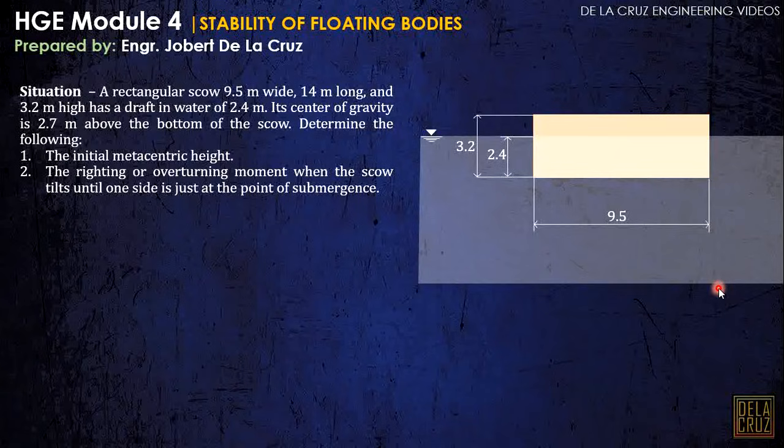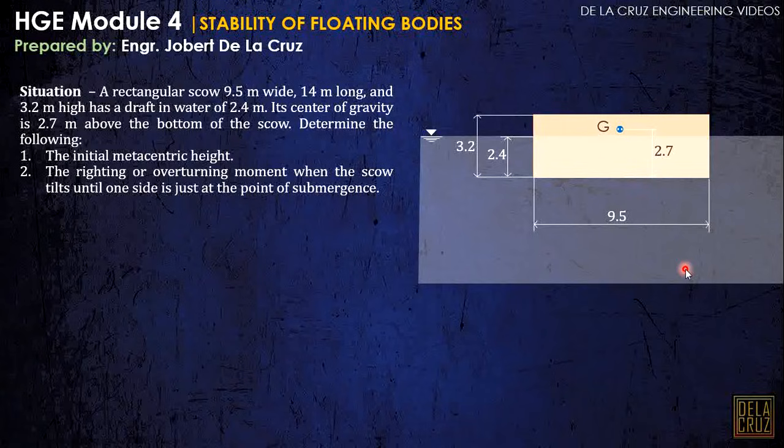Actually, it is not stated whether we will analyze this as pitching or rolling. But again, it is more critical for it to roll compared to pitching, so what we commonly analyze here is rolling. So, this is the center of gravity. It is stated that its center of gravity is 2.7 meters above the bottom of the scow. So this is 2.7 above the bottom.